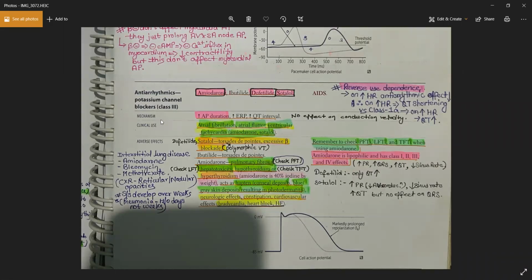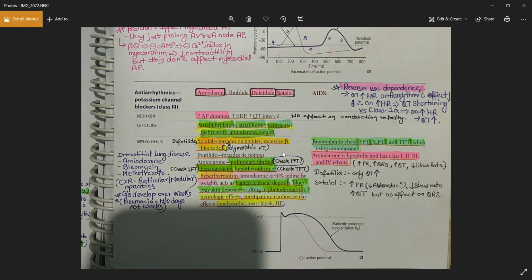So, mechanism. If I talk about amiodarone, it is a drug which has action of class 1, class 2, class 3, and as well as class 4. Amiodarone can act as a class 1, class 2, class 3, and class 4 agent. It causes a minimal QT prolongation by blocking the potassium channels, because all of the potassium channel blockers can cause a QT prolongation. Amiodarone is the minimal one.